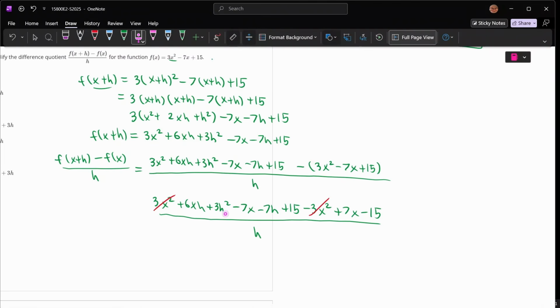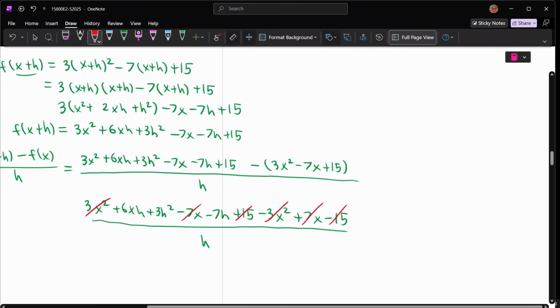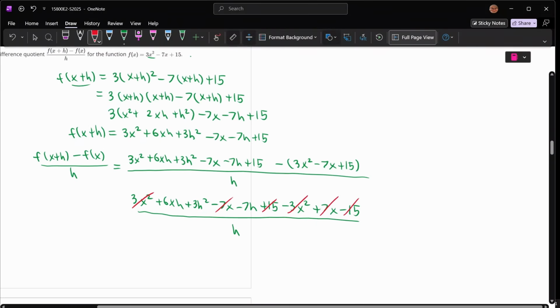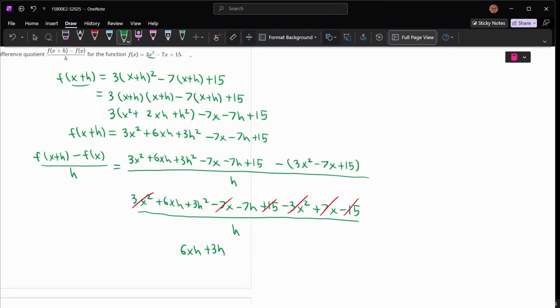Now there's nothing for 6xh, so I'm just going to leave that. Oh, I see another like term. We have negative 7x here and 7x here. We can cancel those out because it's just going to be 7x minus 7x, so these terms also go to 0. And then we have a positive 15 and a negative 15 here, so 15 minus 15 also goes to 0. And so after all those cancellations, you should end up with a simplified fraction that looks like 6xh plus 3h minus 7h over h.